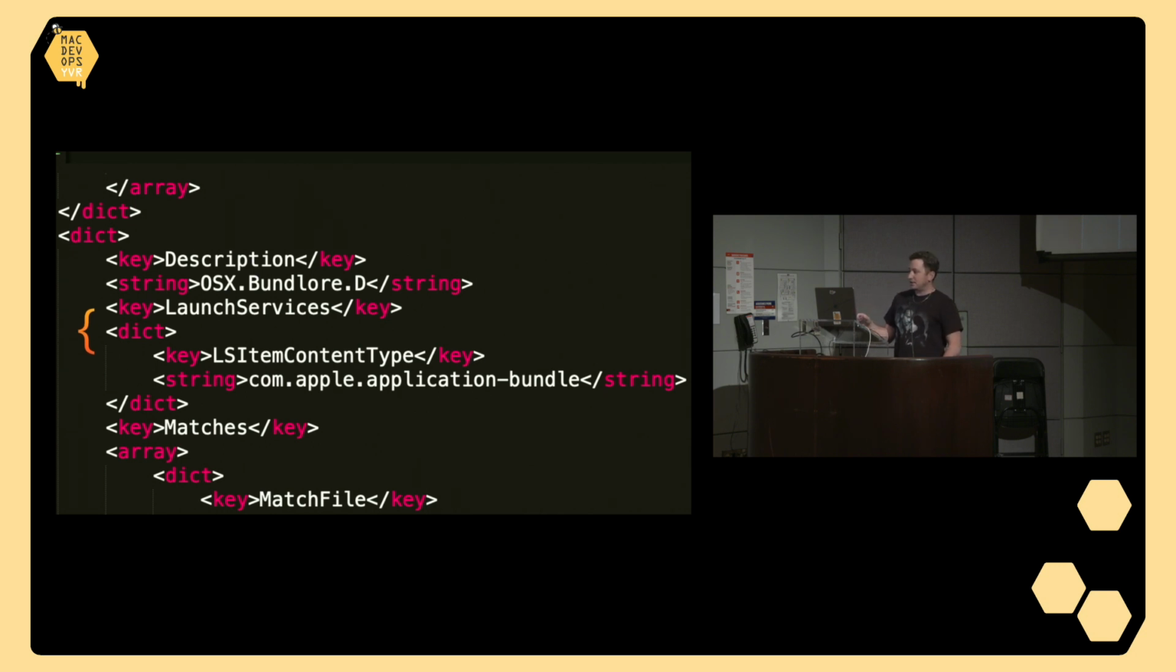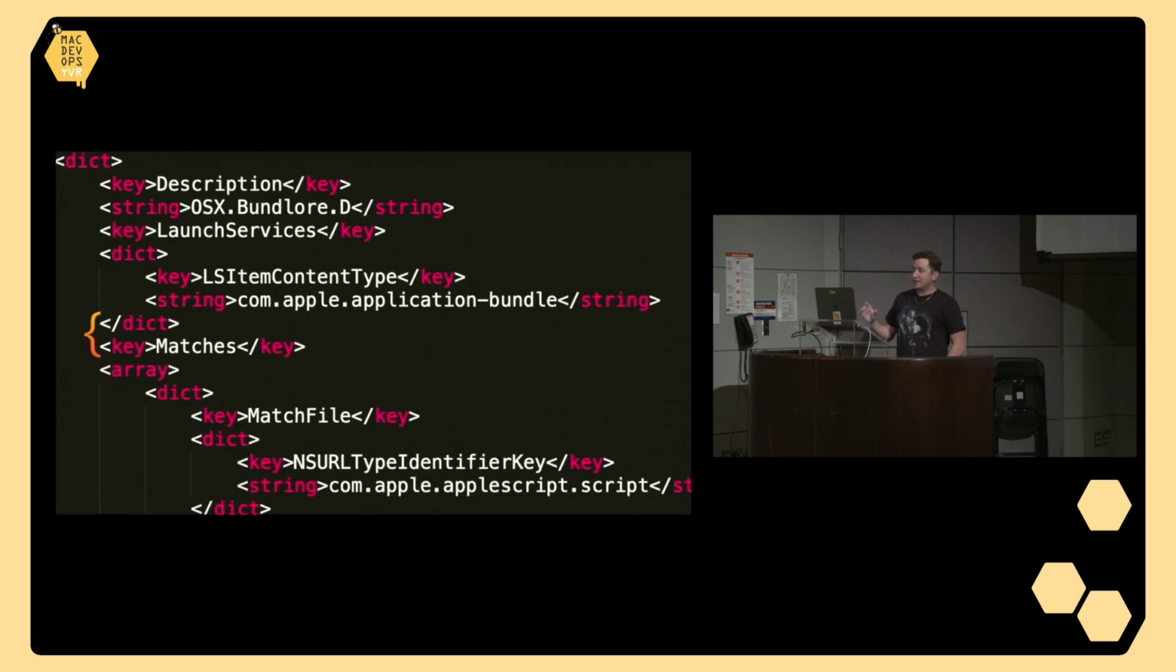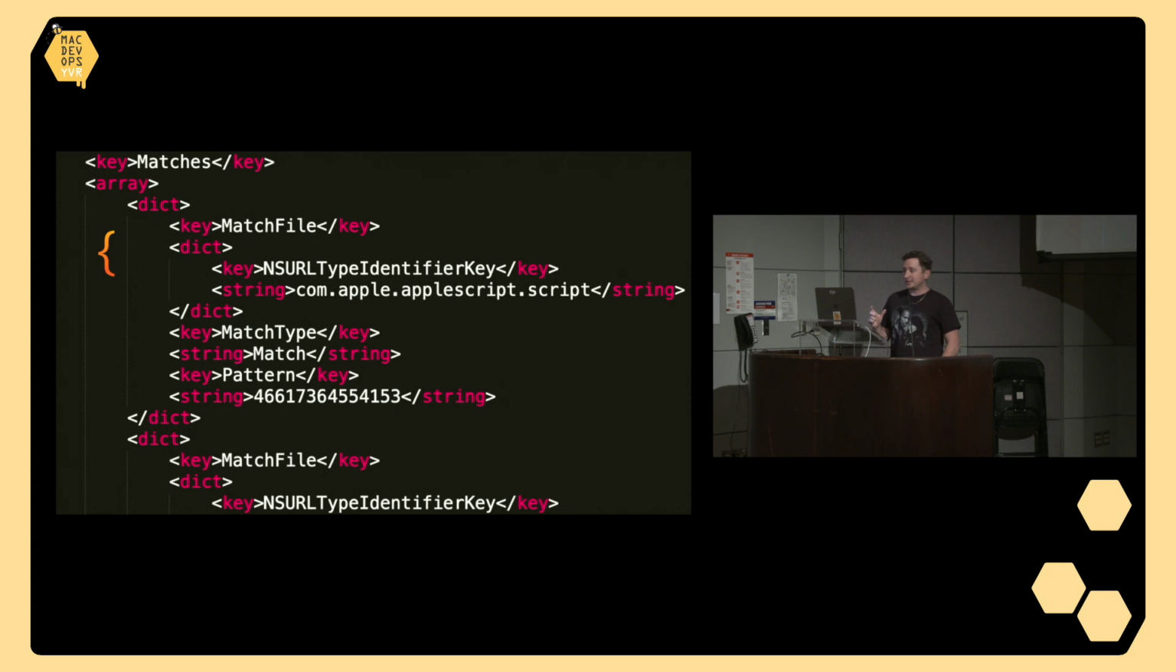We have the LaunchServices, and this is the URI type it should trigger on. So that LSItemContentType will say something like an application bundle, installer package, Word document, etc. And lastly, it's how it's going to match and detect it. So this is an array of dictionary objects. And using that NSURLTypeIdentifier key near the top, that's how it's going to detect the malware.